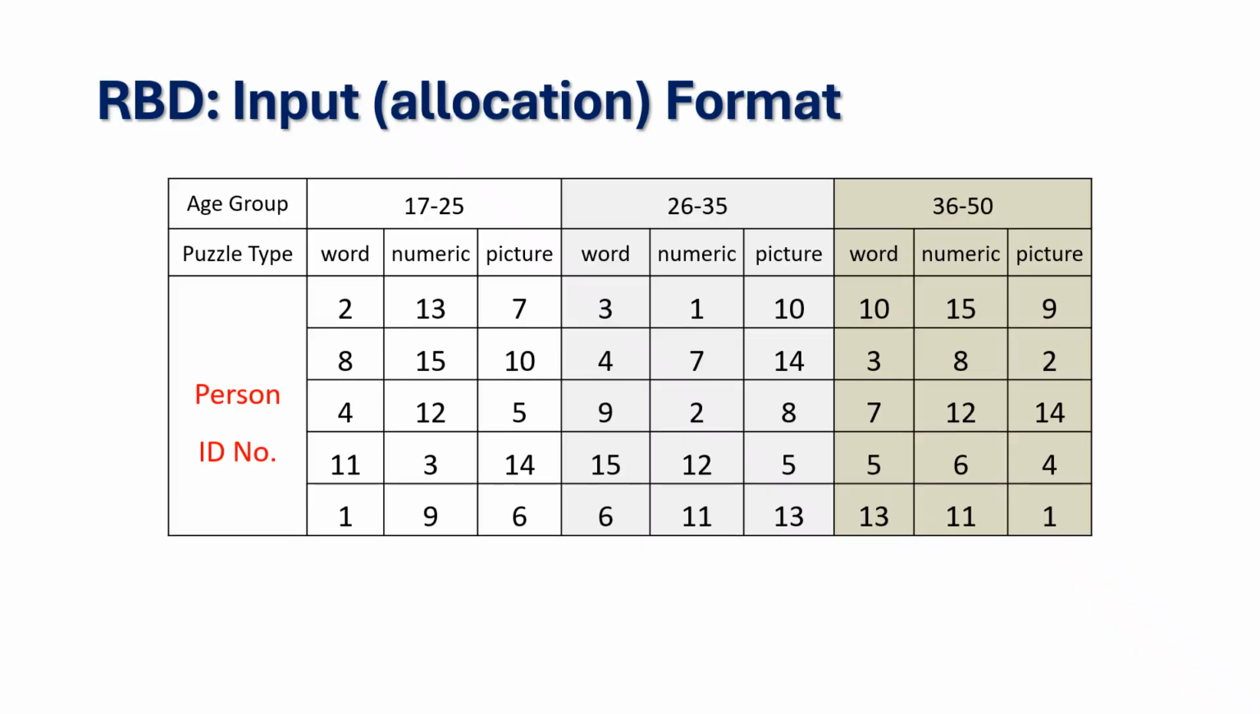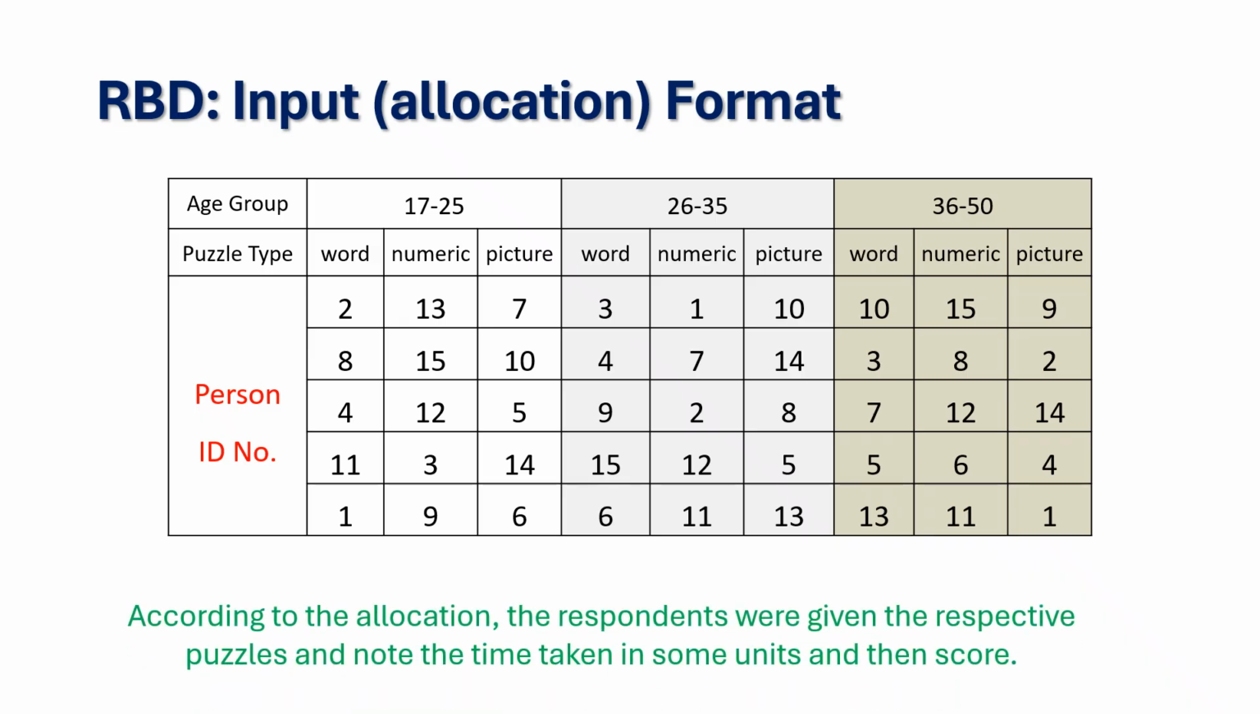So here is the complete allocation. This is only an allocation. Please don't analyze this table; this is not to be analyzed. As per the allocation, we have to assign the puzzles to each age group. Then the response may be considered as some score, or maybe a time unit, and that score is to be analyzed. So the complete allocation, age group wise, and puzzle type are given for each group. You see the allocation of the persons is completely random, so it is the perfect setting for a randomized block design.